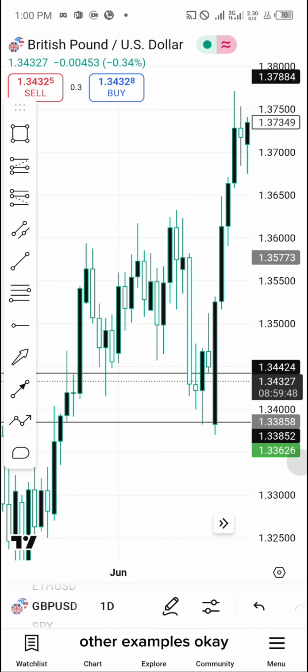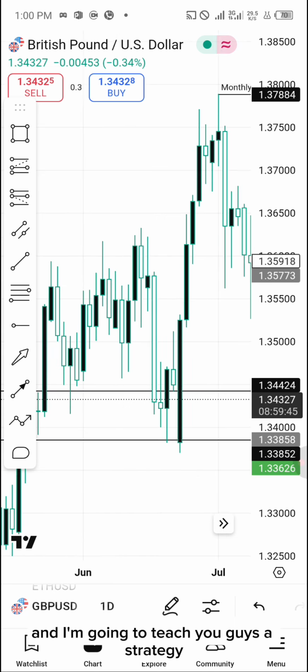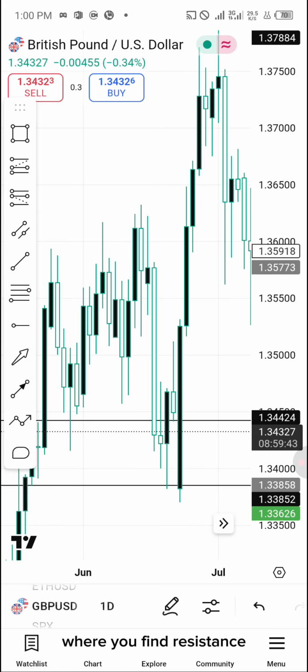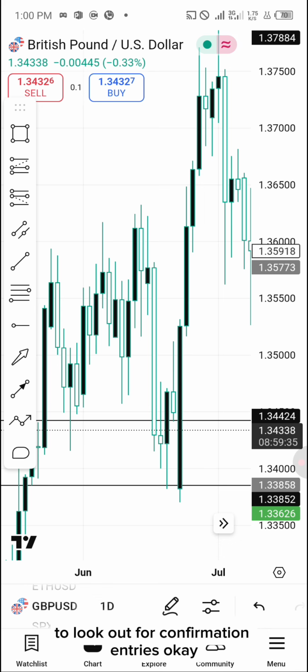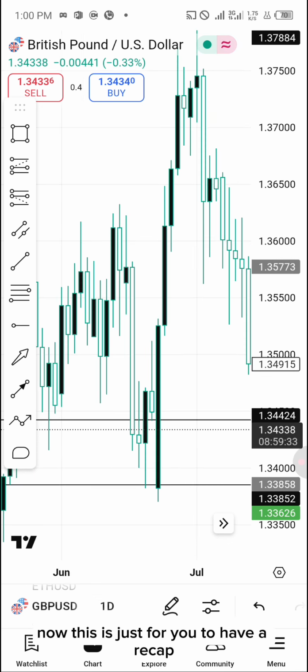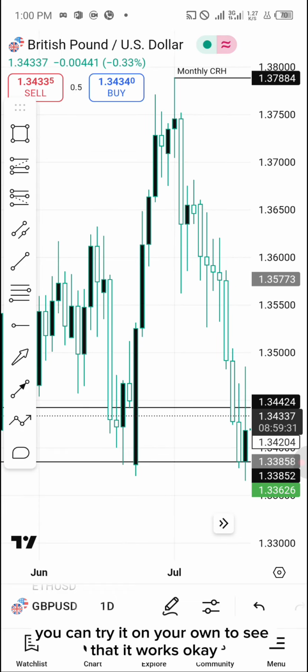other examples. And I'm going to teach you guys a strategy where you find resistance on your 4 hour or on your daily, you drop to your 1 hour time frame to look out for confirmation entries. Now this is just for you to have a recap. You can try it on your own to see that it works.